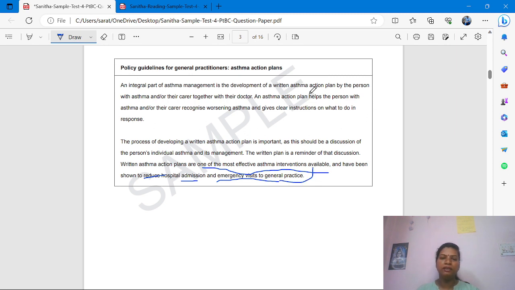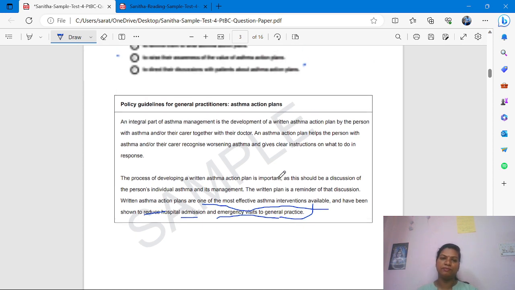In the first paragraph they are talking about the importance of the asthma action plan. We have to prepare it with the help of the patient, doctor and carer. Then they can easily guide you if there is any worsening of the asthma. Secondly, it says why it is important: it is one of the most effective asthma interventions available, and it can guide you. It can reduce hospital admission, very important, and emergency visits to general practice.